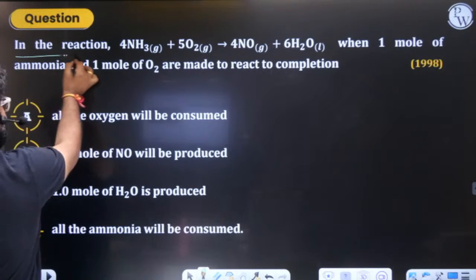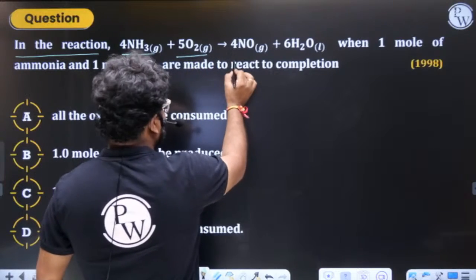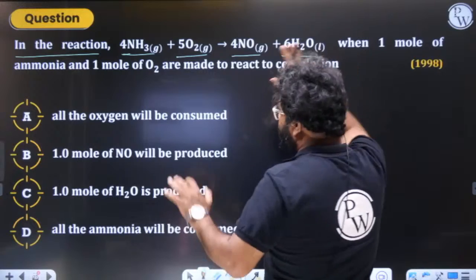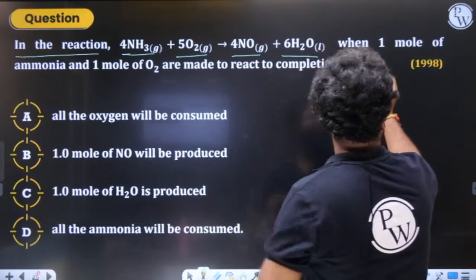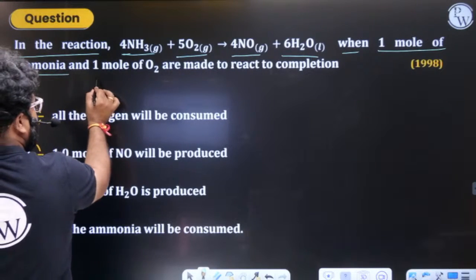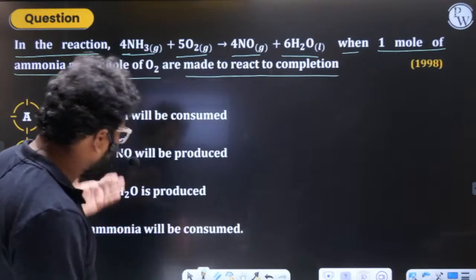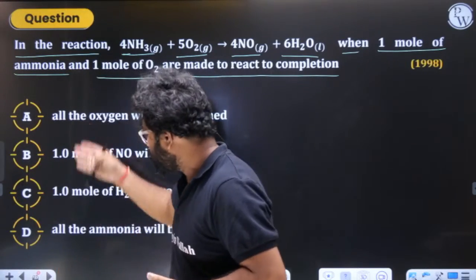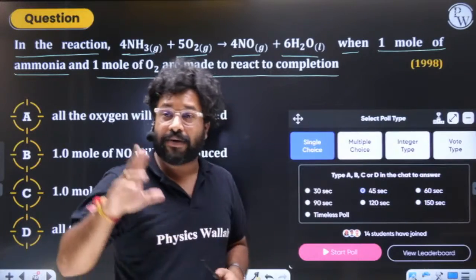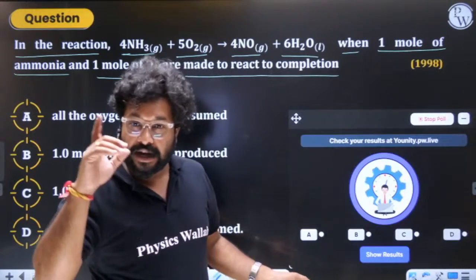So the question is, in the reaction, 4 moles of ammonia react with 5 moles of O2 to give 4 moles of NO and 6 moles of H2O. So this is the original reaction. When 1 mole of ammonia and 1 mole of O2 are made to react to completion, then what will happen out of this 4? Out of these 4, what will happen? And to solve this question, I'm again going to give you 45 seconds. The time starts now.